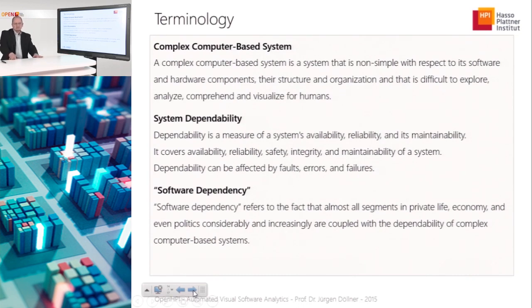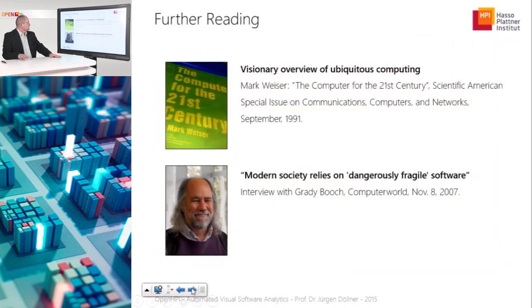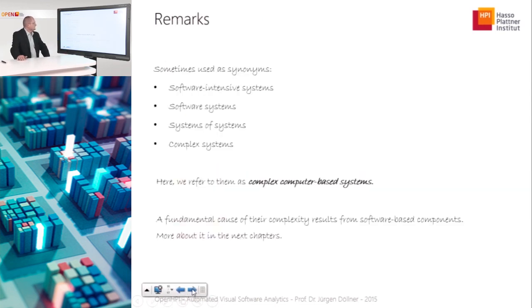So make sure that you understand these terms and that you have a brief definition for yourself, because the next parts will rely on the usage of these terms as it is defined here. Further reading, I can recommend this article you easily find on the internet from Mark Weiser. It's The Computer for the 21st Century. And I also would like to draw your attention to an interview with Grady Booch. Modern society relies on dangerously fragile software. You can Google for it and you will find these articles.